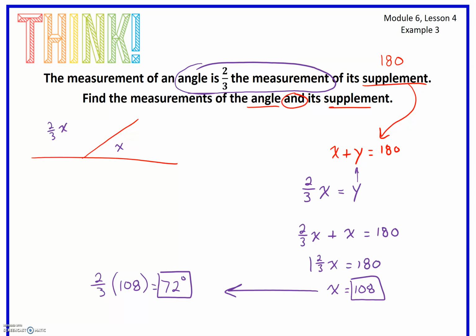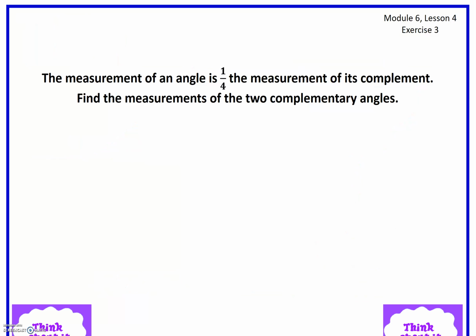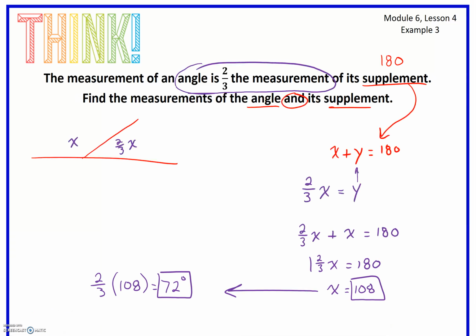And the picture, now that I realize, should have been flip-flopped, if 2/3 x has to be the smaller angle. So there's the x and its supplement, which is only 2/3 of it. That might help you understand the equation a little bit better.